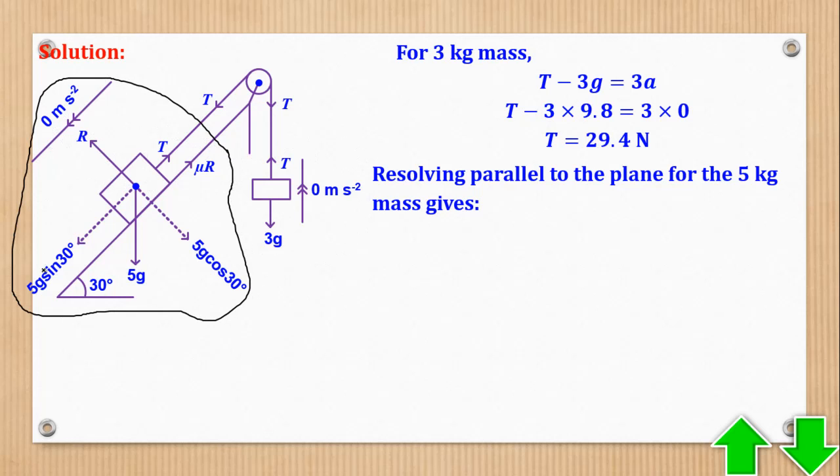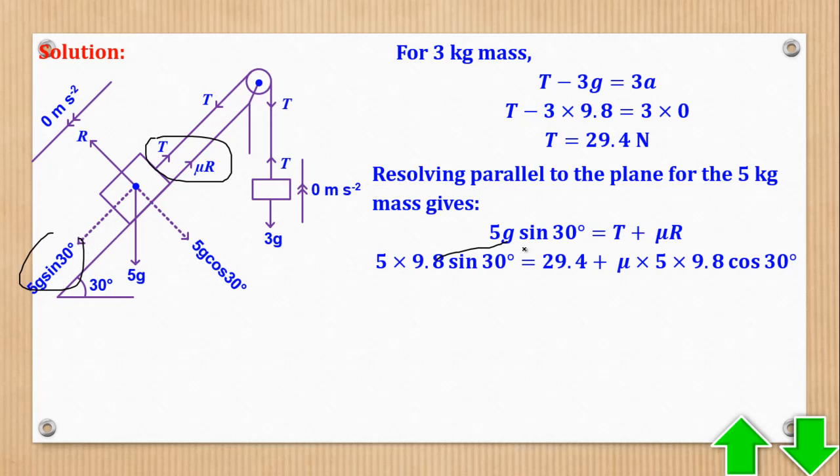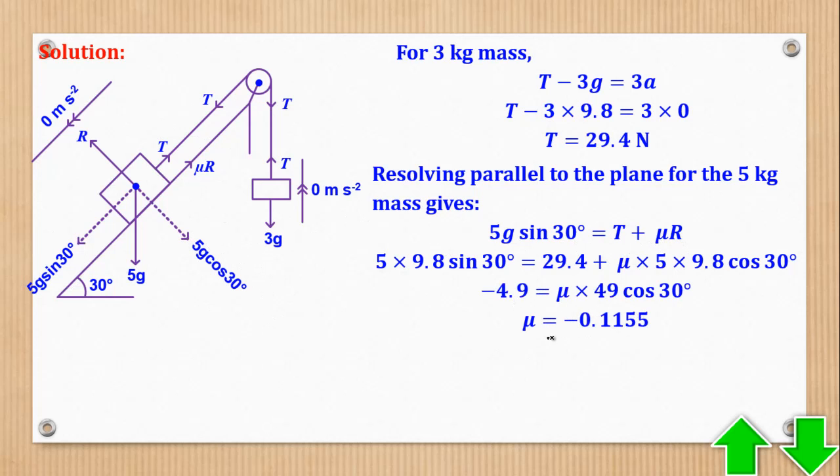And acceleration is downwards, so it means that this minus these two will be equal to ma, which is 0. Implying that these two are equal to this. Then substitute for g, for T, mu we don't know it, and for R, which is 5g cos 30. Then use a calculator to get the value of mu, and mu was negative.